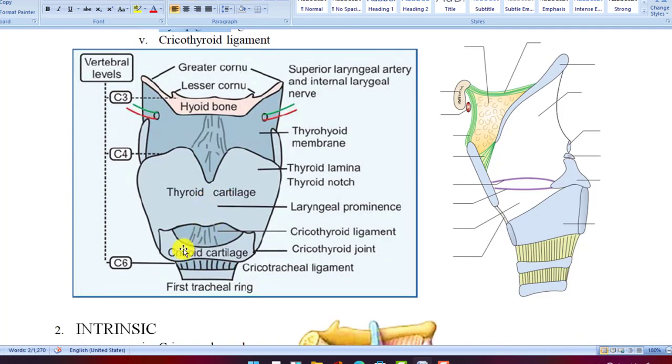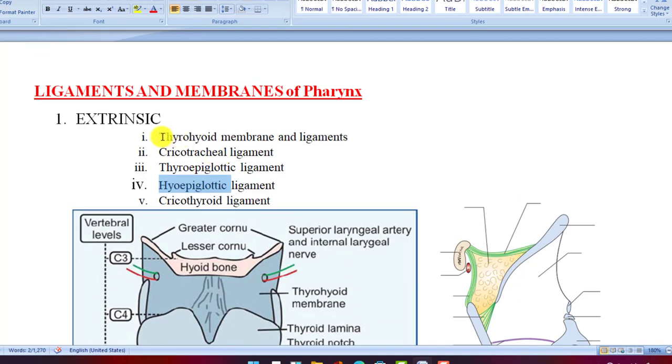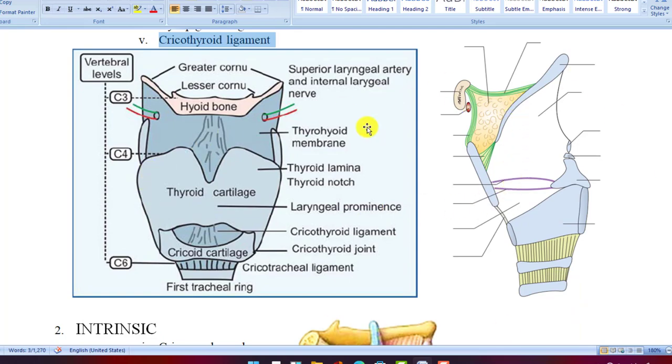And then there is the cricothyroid ligament. So crico means cricoid cartilage, thyroid means thyroid cartilage. In between the thyroid cartilage and the cricoid cartilage, this ligament is called the cricothyroid ligament. So these five ligaments are the extrinsic ligaments of the larynx, right? I'm sorry, I have written here pharynx, but it should be larynx. Okay. So: thyrohyoid ligament, cricotracheal ligament, thyroepiglottic ligament, hyoepiglottic ligament, and cricothyroid ligament, all of which I have shown in this diagram.